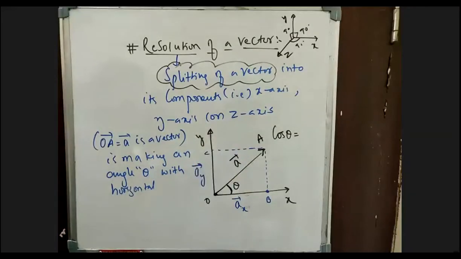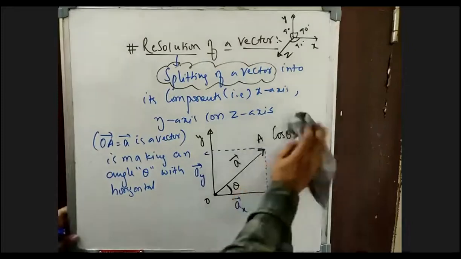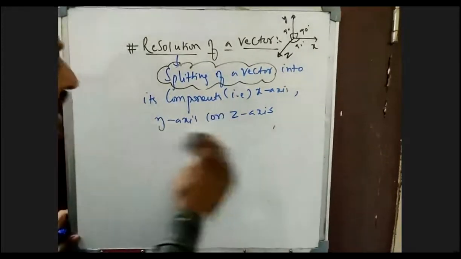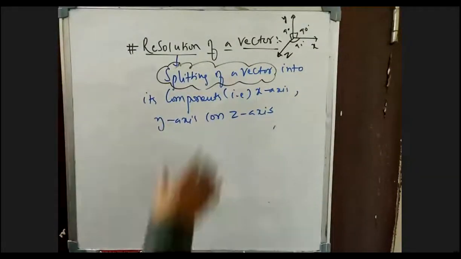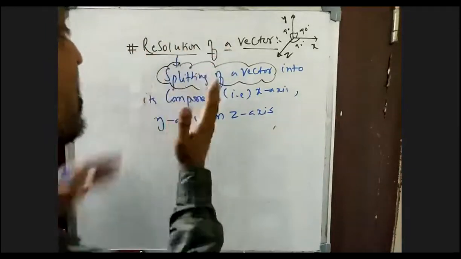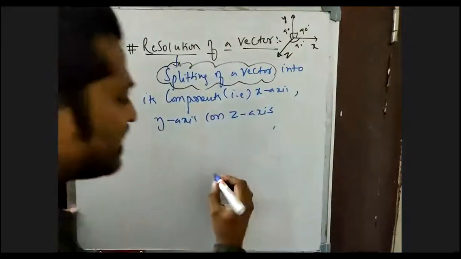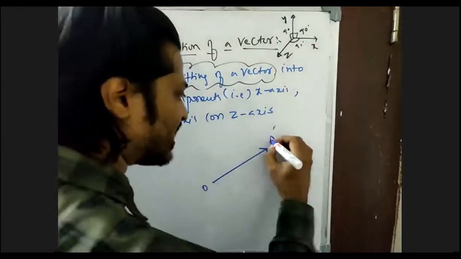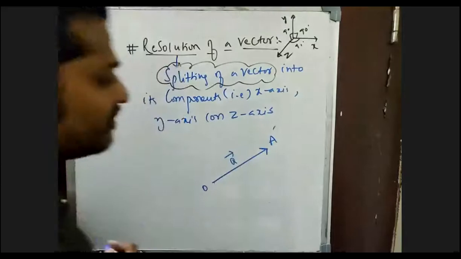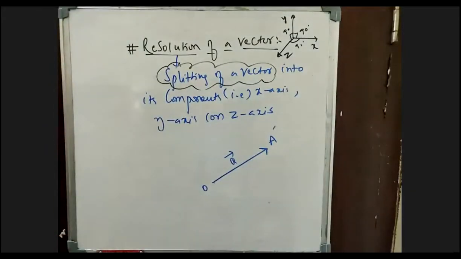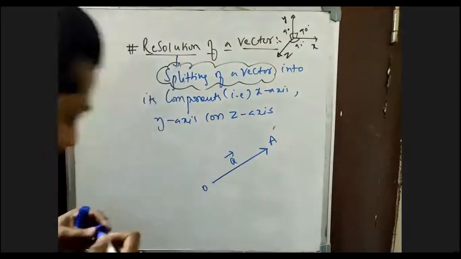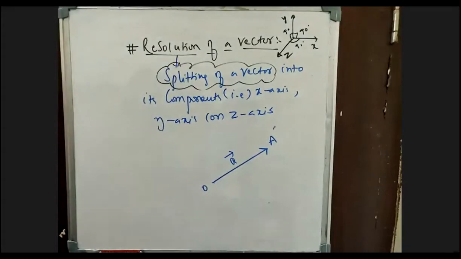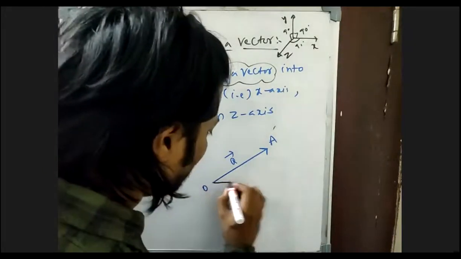So I'll do the vector once again, beta. I'm taking the components along the x-axis, y-axis and z-axis. What exactly is the resolution of a vector? Resolution means splitting of a vector. For example, say OA is a vector, which I am representing by vector A bar. I need to split it into its x-axis and y-axis components. This will be your x-axis component.